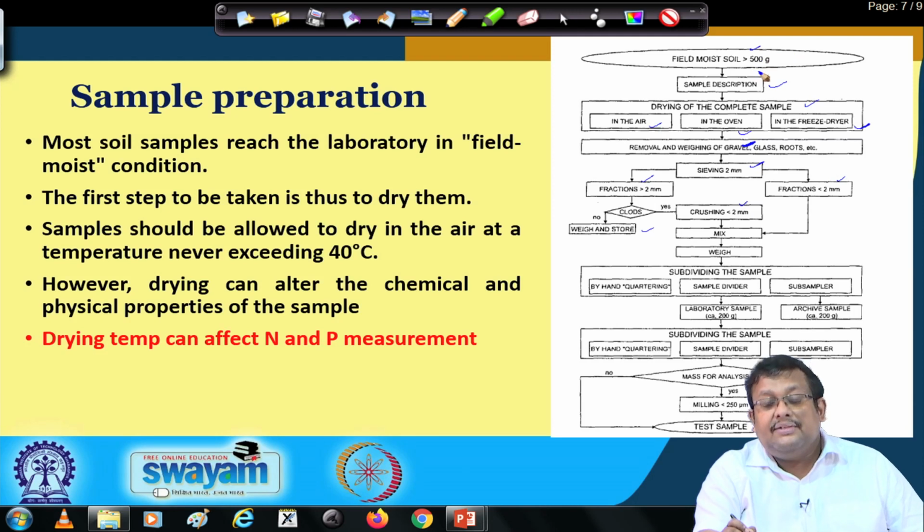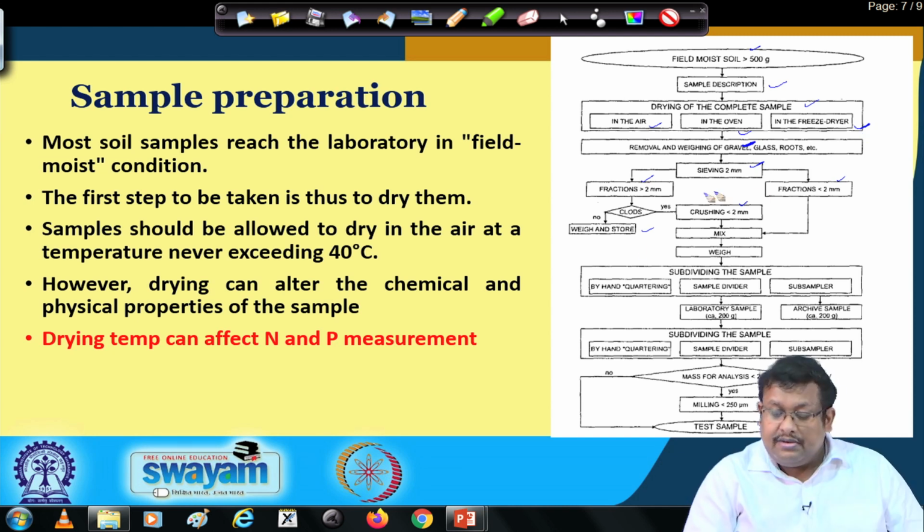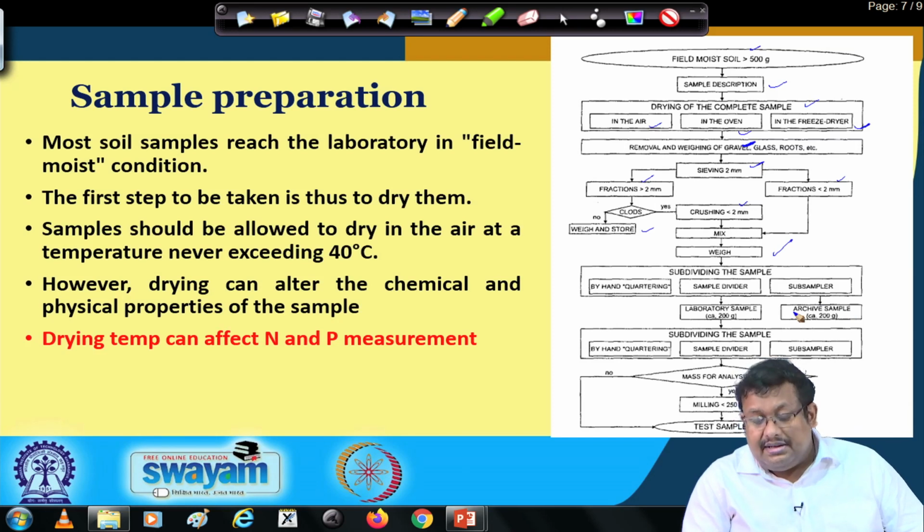So, this is how we start with the field moist samples, then we do the sample description, then we dry the complete samples. After drying the complete samples, we remove the artifacts and gravels, glass and roots, and then we sieve them to keep less than 2 millimeter. When the fractions are greater than 2 millimeter, we crush them and then further mix them. We weigh them. After we weigh them, then we can do the subdividing of the samples or subsampling by the hand quartering method. We will be discussing the hand quartering method, or the use of different types of sample divider or subsampler.